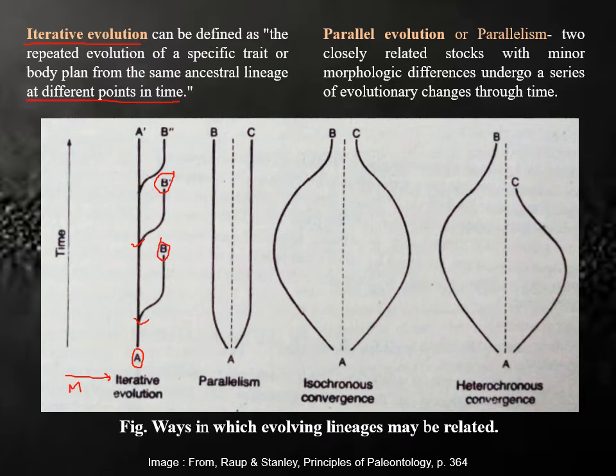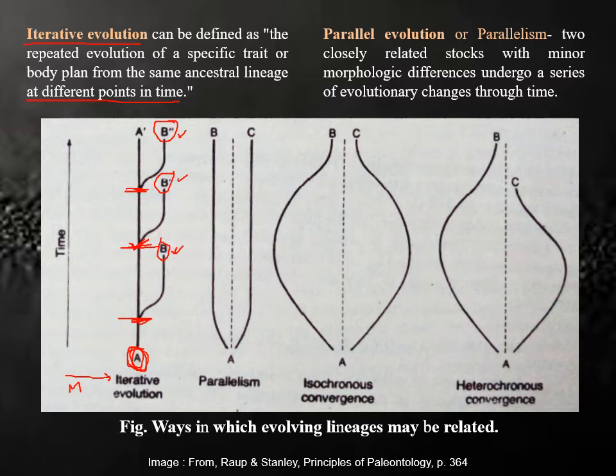Again, after some time, B dashed goes extinct, and from A during this time interval, B double dashed appears. So you can see almost the same morphological characters appeared from the same ancestral species at different time intervals, and as they have almost the same morphological appearance, that indicates that at different evolutionary times, the newly evolved species from A, here B, here B dashed, here B double dashed.